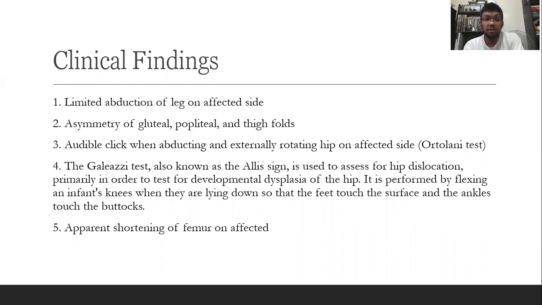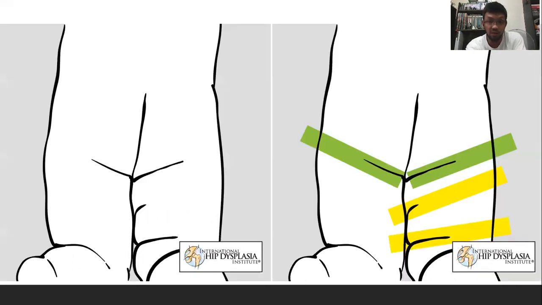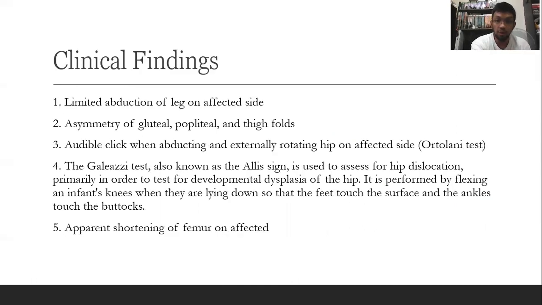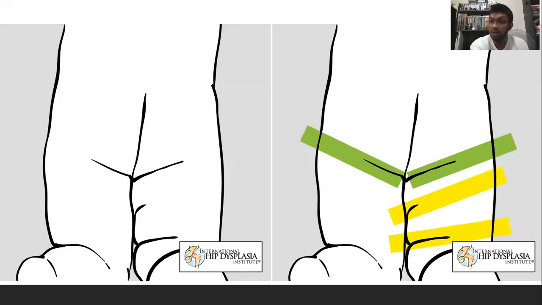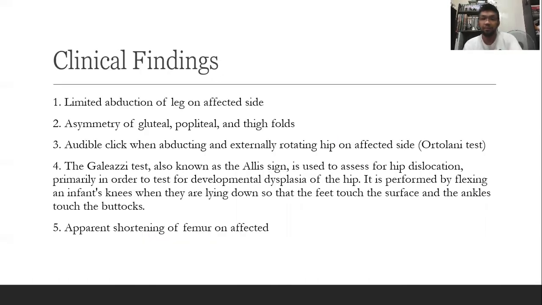And as you can see, if you check the buttocks of the infant, there is asymmetry of the gluteal, popliteal, and thigh folds. So for a child who has DDH, you will see that there is asymmetry of the buttocks or the gluteal folds, the popliteal folds, as you can see there, and the thigh folds.